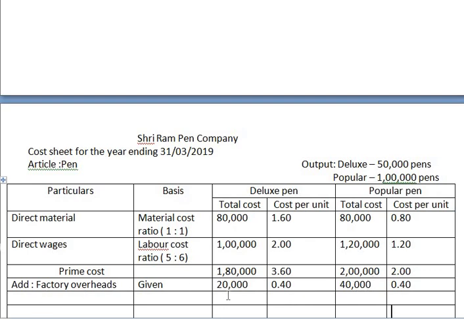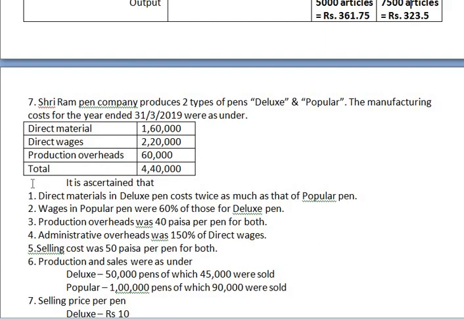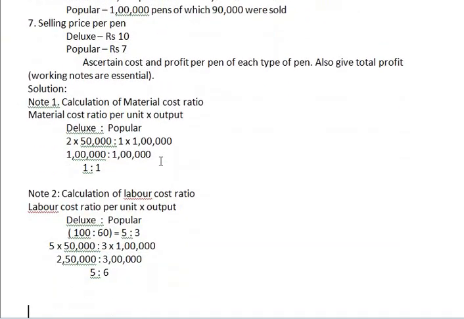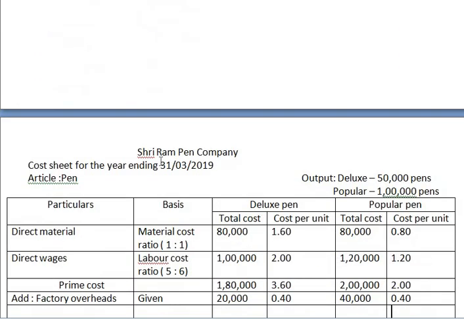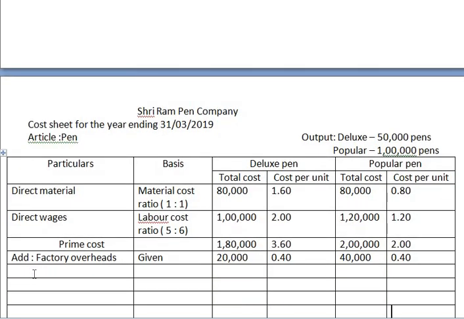Now here just make a total of this. 40,000 plus 20,000 is how much? 60,000. Okay, now go through the problem chart that is given. Production overheads is how much? 60,000. Understanding? Yes. Now any other information related to factory overheads is given? No. In bracket you can write production overheads.